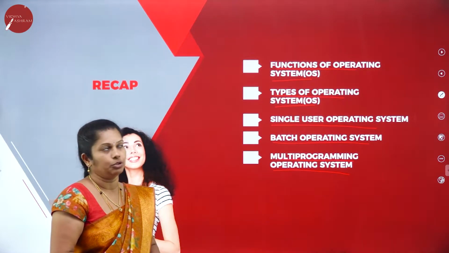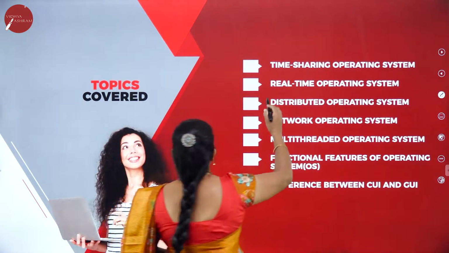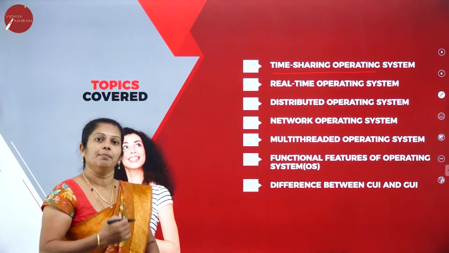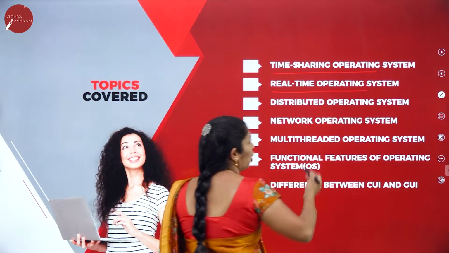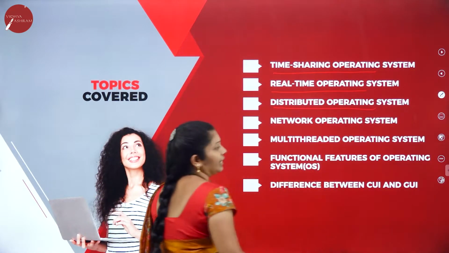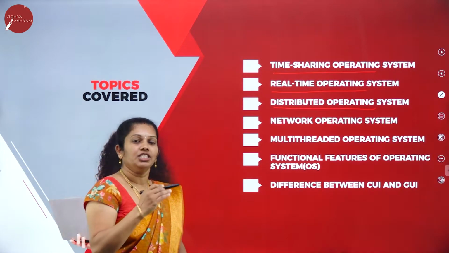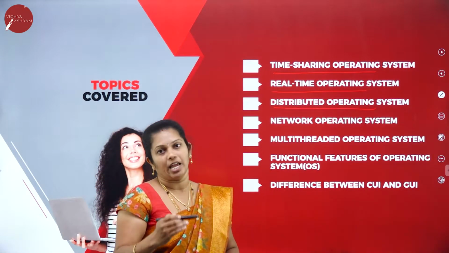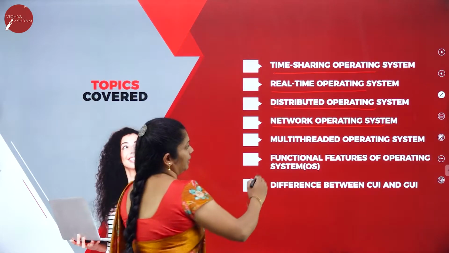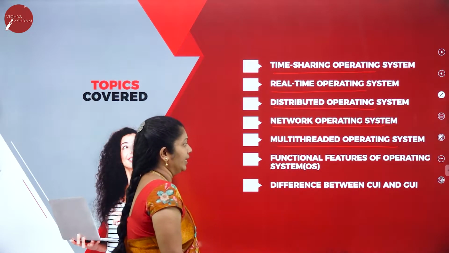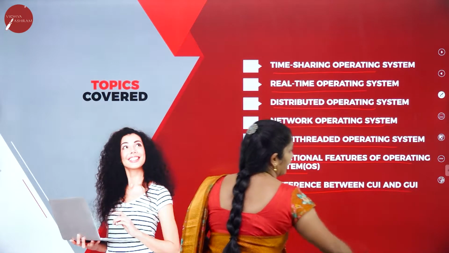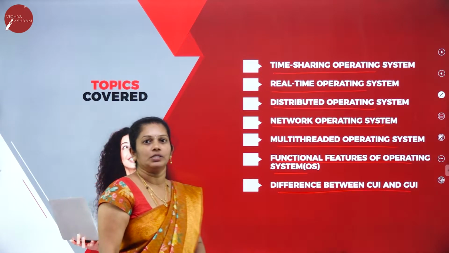In the previous class, you came to know these. Whereas in today's class, you will come to know regarding time-sharing operating system, how time will be shared here by multiple jobs. Then real-time operating system, where immediately all the transactions will be updated. Distributed operating system, which means that each computer has equal capability, and how the working will take place here. Then network operating system, then multi-threaded operating system. With that, functional features of operating system, then the difference between graphical user interface as well as command user interface.